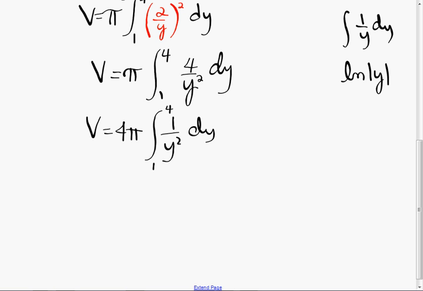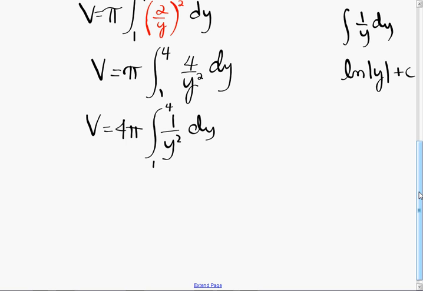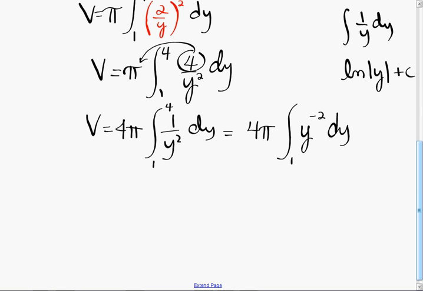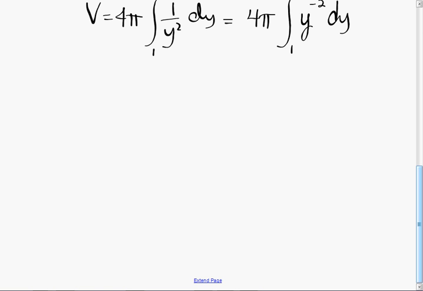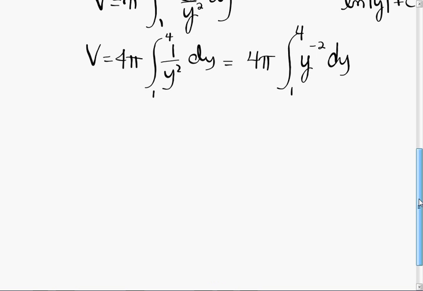No, use substitutions. Okay? That's the power rule. Okay, guys? The power rule works for everything except when the exponent's negative 1. Because I pulled this 4 out, this is 4 pi, the integral of y to the negative 2. Okay, Jack? What's that going to give me? Do you know it, Jacob? What's the antiderivative of y to the negative 2?